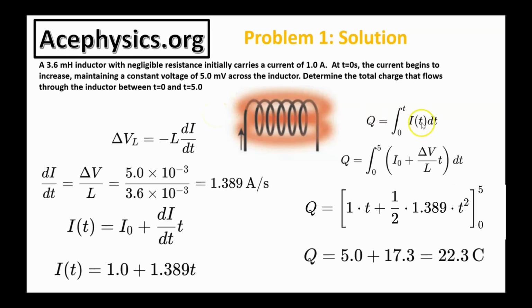So the question says determine the total charge that flows through an inductor between 0 and 5 seconds. That's going to be the integral of the current between 0 and 5 seconds. And we know that the current is given by this formula, and therefore the integral of this formula from 0 to 5 seconds is equal to 22.3 coulombs. That tells us that 22.3 coulombs of charge passes a given point in 5 seconds.